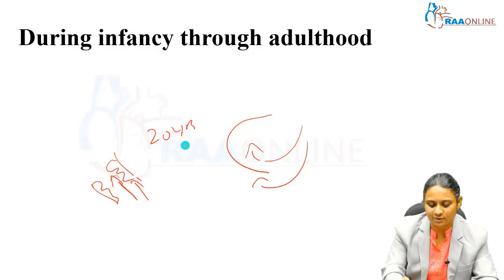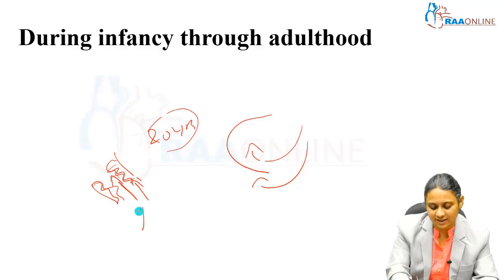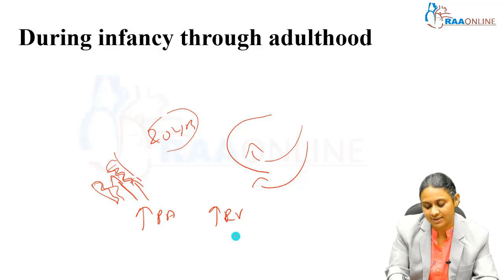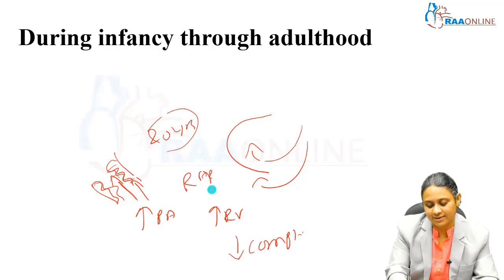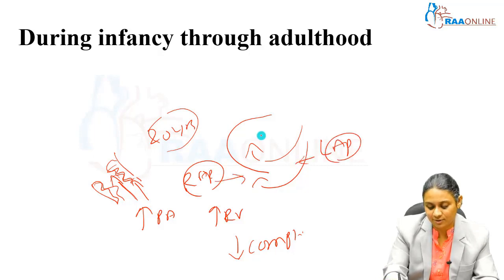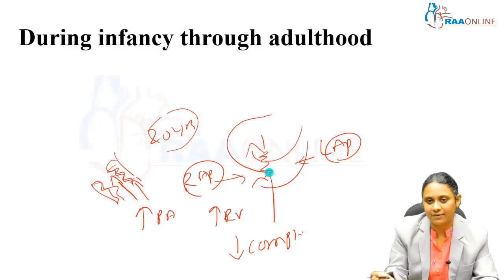So at 20 years of age, when the pulmonary artery hypertension develops, there is an increase in the PA pressure, which results in increased RV pressure. That is, the RV becomes less compliant. So the RA pressure increases. What happens? The RA pressure tries to equalize with the LA pressure. So the flow from the left to the right stops. The left to right shunt reduces or completely stops.